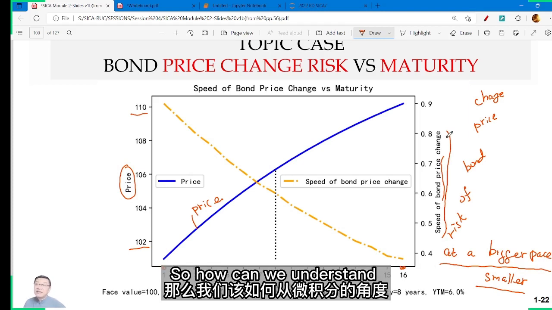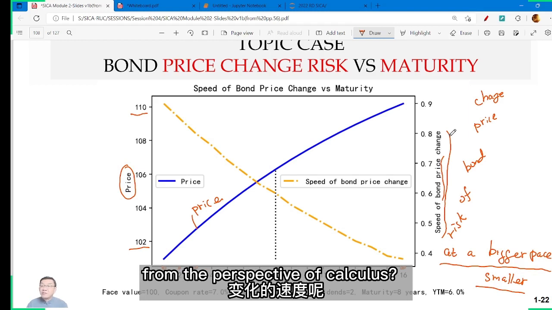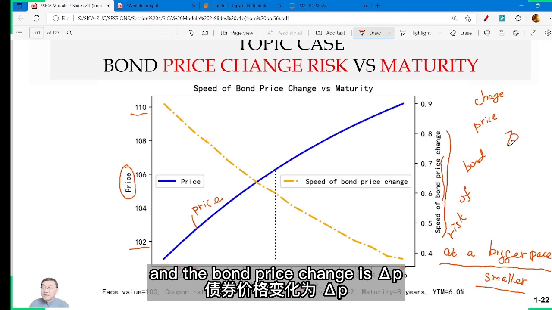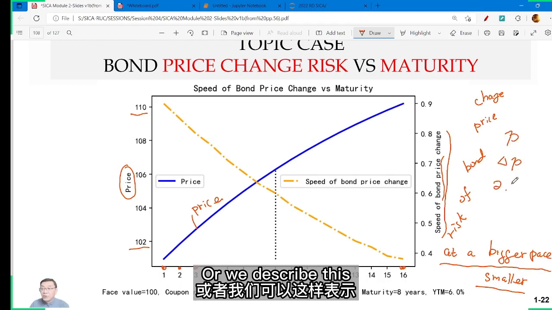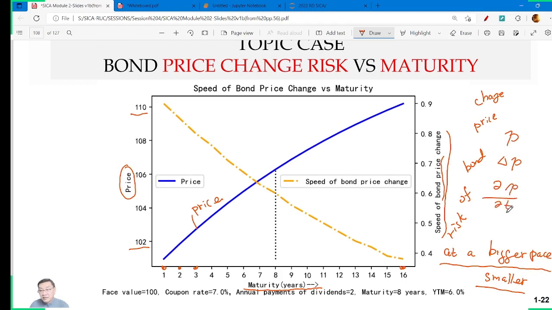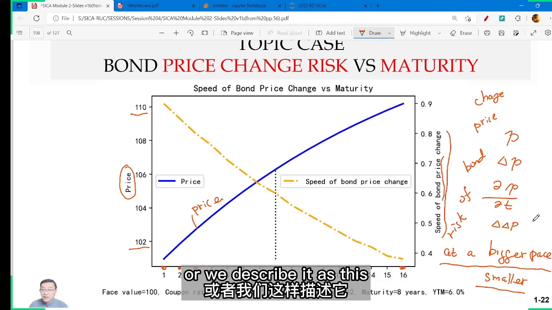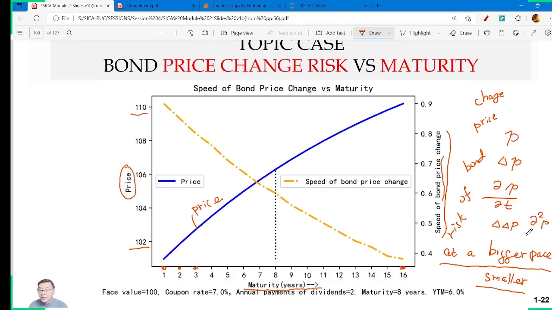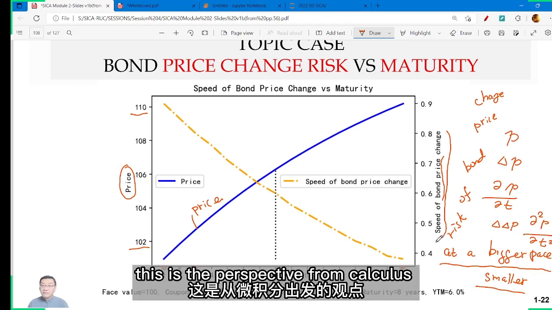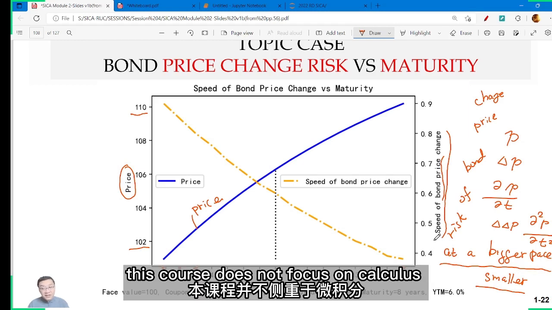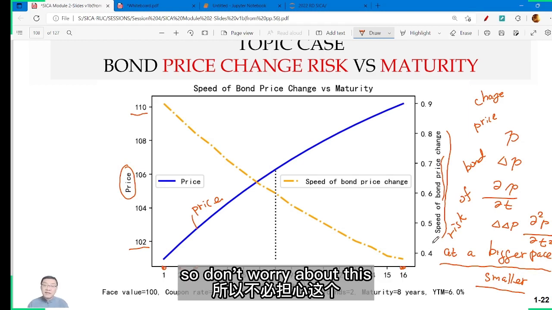So how can we understand the speed of bond price changes from the perspective of calculus? Suppose P is the bond price, and the bond price change is delta P, right? And the speed of bond price change could be described as this. Yeah. This is the perspective from calculus. However, this course does not focus on calculus, so don't worry about this.